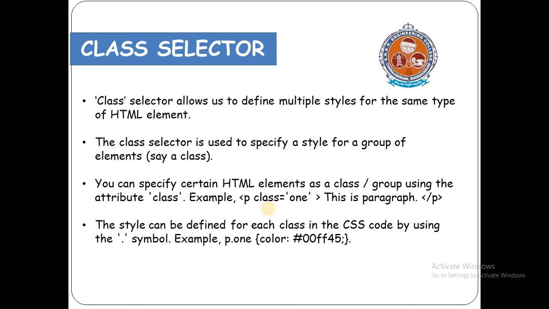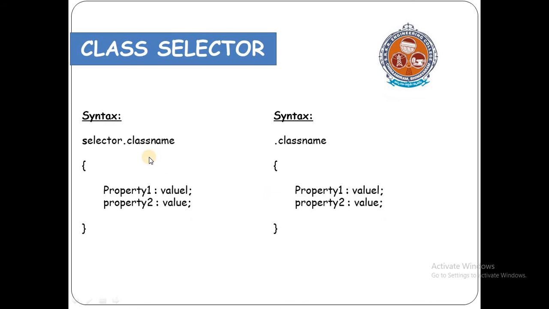If you want to use it not only for the p tag, say there are 10 different elements like p, h1, h2, h3, and for p and h1 you want to use the same property, and for h2 and h3 you want to use other properties, just use the class as .one. And if you want to use this only for p, just use p.1. So this is simple. We are going to use the attribute class with the dot symbol. This is the syntax of using the class.